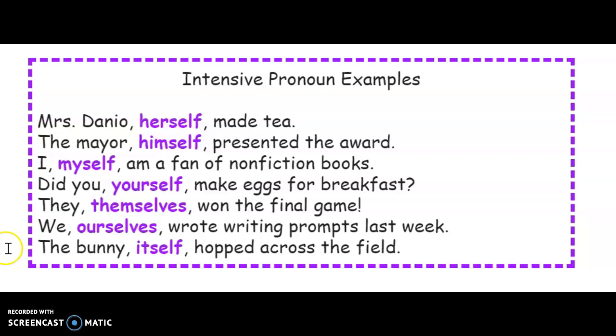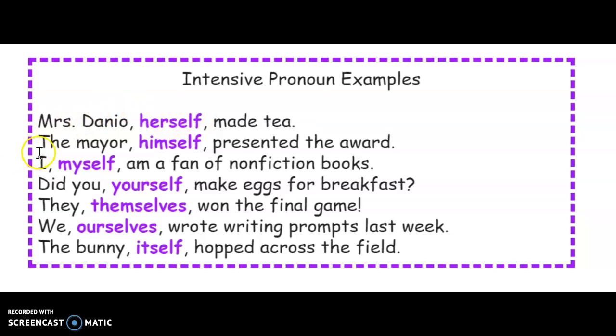Let's look at the first sentence. Mrs. Danio herself made tea. Notice that we are intensifying or emphasizing the subject, Mrs. Danio, by bringing the intensive pronoun directly after the subject.